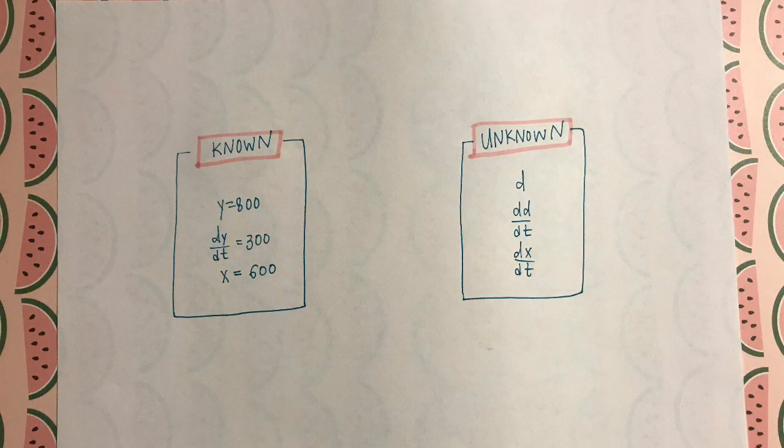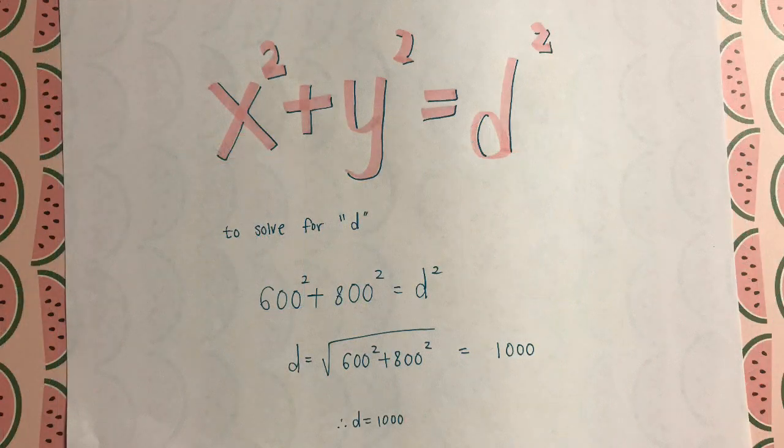Then determine the known and unknown values. We know that y equals 800, dy over dt equals 300, x equals 600. But we don't know the value of d and the derivative of x. In this case, we're finding the value of dd over dt. Then, find an equation relating known and unknown variables.